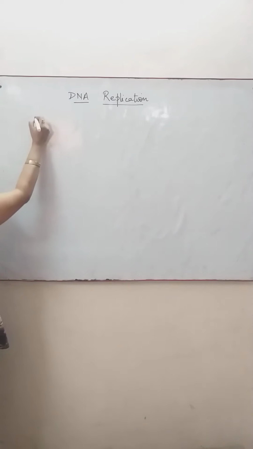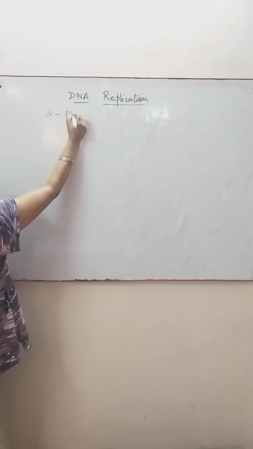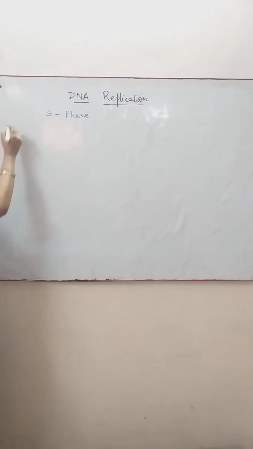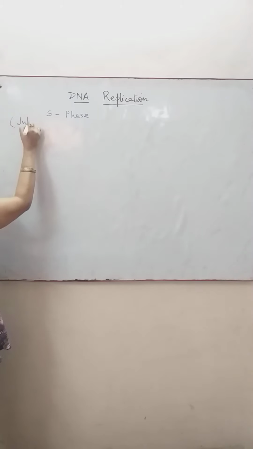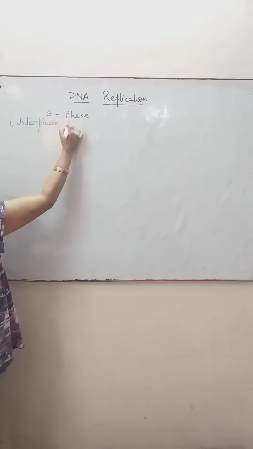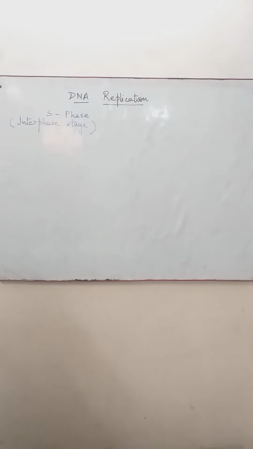Now today our topic is DNA replication. We have studied that DNA replication takes place during the S phase of the cell cycle, that is during the interphase stage. Now what do we mean by DNA replication? Replication is making a copy of itself.